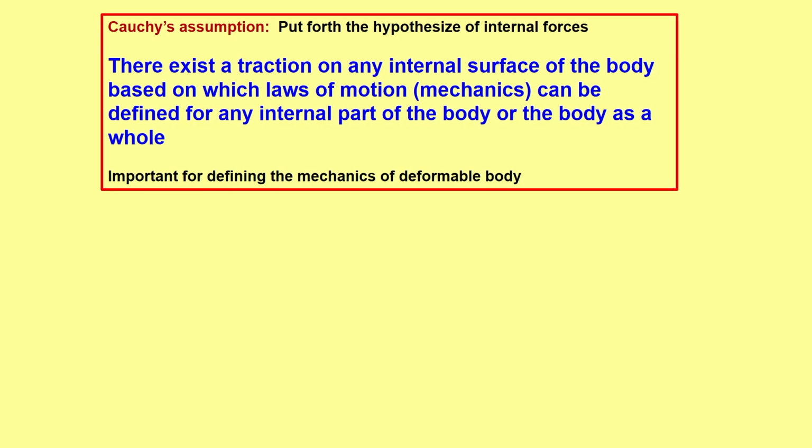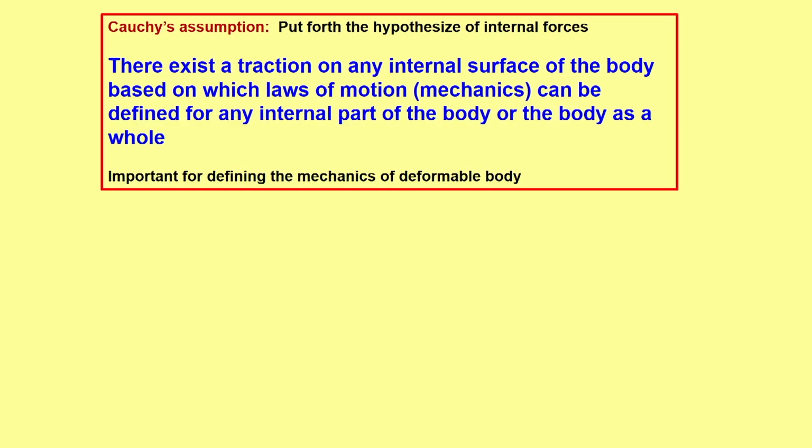Now, how do we do this? Before getting into the actual stress at a point, we need to discuss Cauchy's assumption. He put forth the hypothesis of internal forces. How do we know that when a body is acted upon by some forces, an internal force gets developed? This is based on Cauchy's assumption, or rather hypothesis, of internal forces. The entire mechanics of stress at a point is built on this.